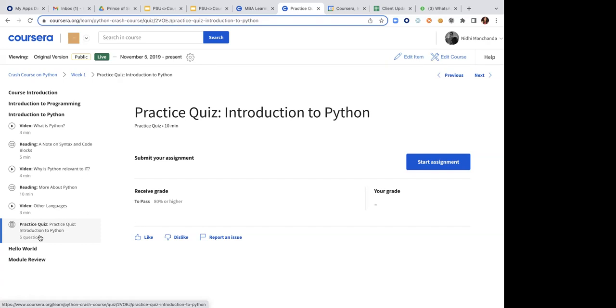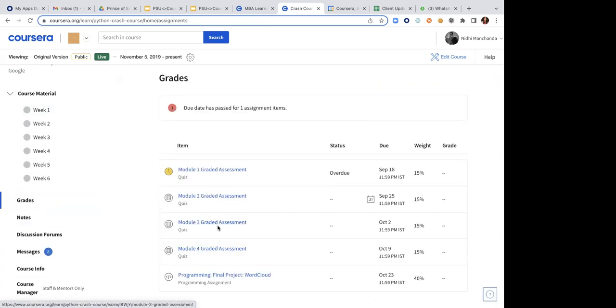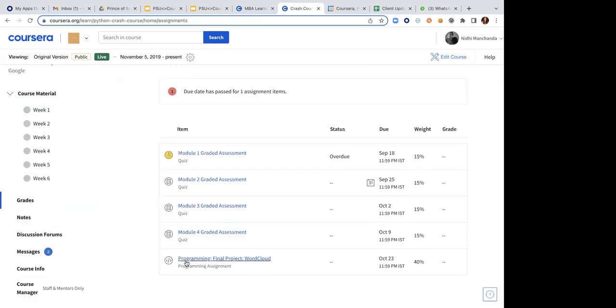These assessments can be in different formats. They can be multiple choice quizzes, they can be peer review assignments, or they can be programming assignments as well if your students are taking a more technical course. Like in this case, we have a final programming assignment which the student has to complete.